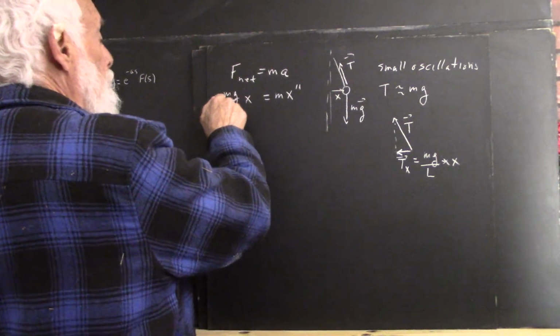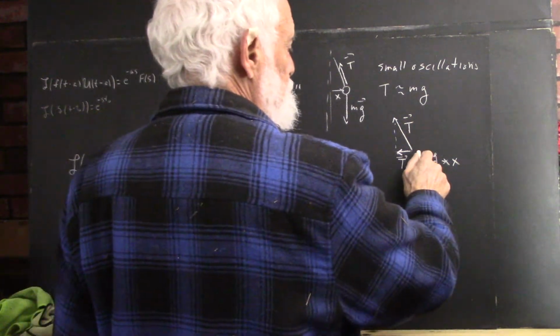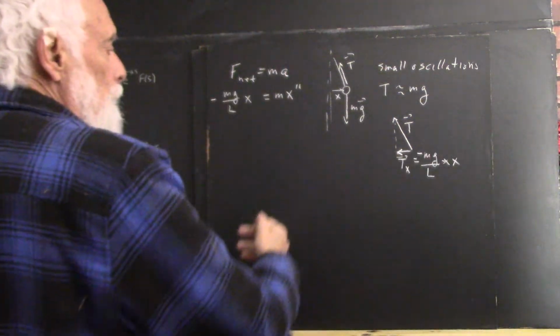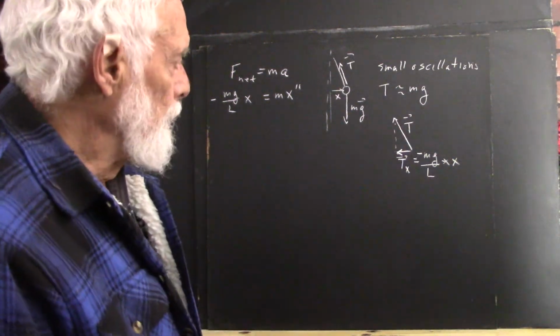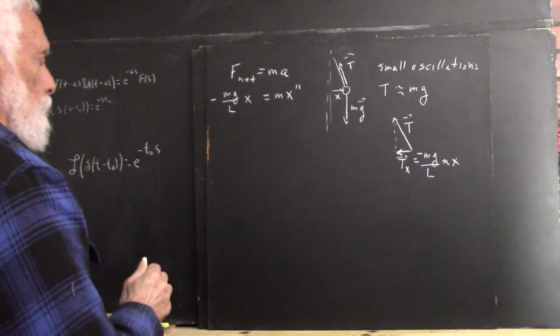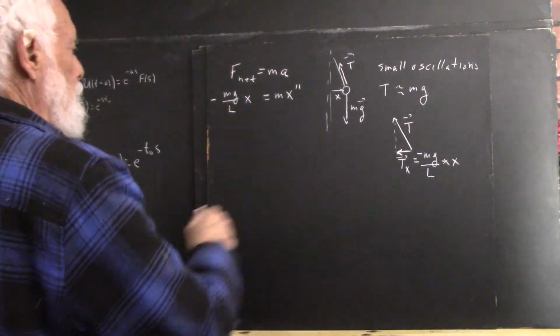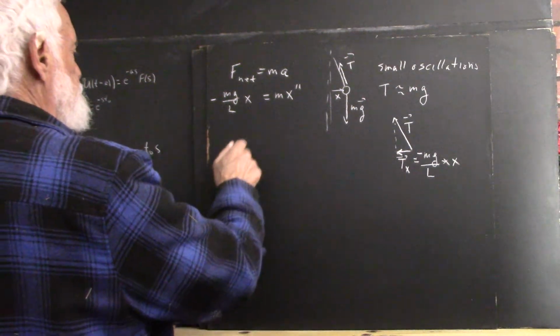And actually this is negative mg over L times x, because of course it's in the direction opposite x. If x is in this direction, the mg over x is this, and I'm being a little cavalier with the vector notation, but we're not going to worry about that. Those details can be filled in, but I'm just trying to give you the general idea.